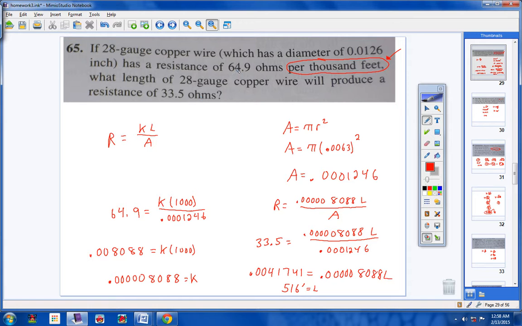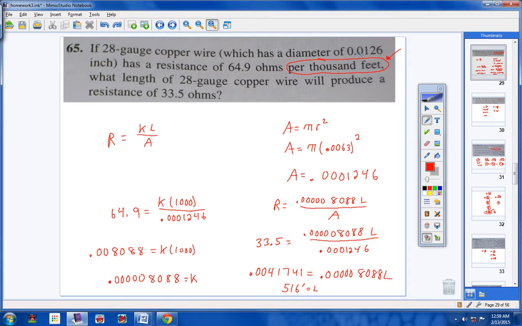But anyways, I'm trying to solve for K. So for R I put 64.9. For L, the length, I put 1,000. And for the area, I had to find the area of the front of the wire. They gave me a diameter of 0.0126. So how do you find the area of a circle? A wire is a circular shaped object, so area equals pi r squared.